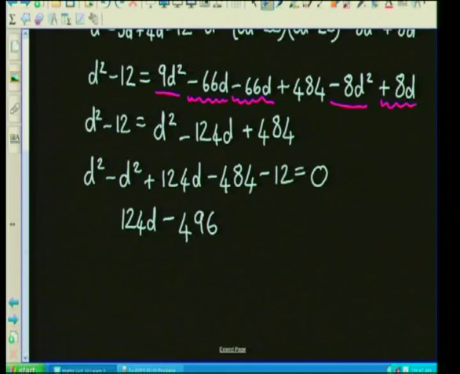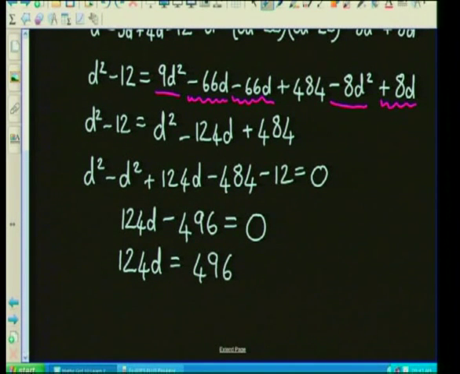496 is equals to 0. Because it is a linear equation, we can now move the 496 to the other side. It was adding and minusing on the left-hand side, so in order to get it away from the d, we've got to add it on both sides, making it 124d is equals to 496.